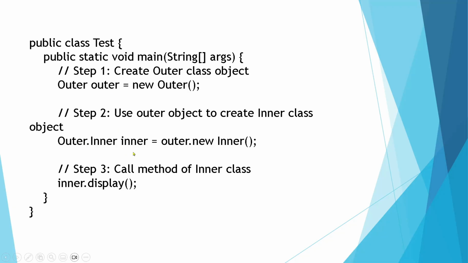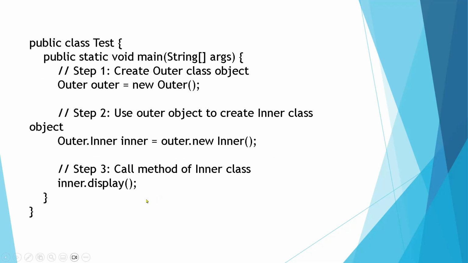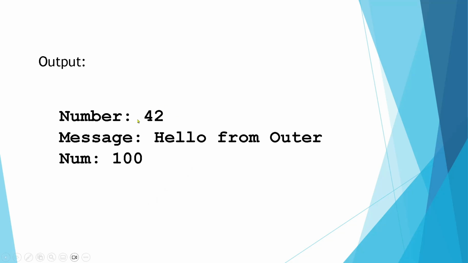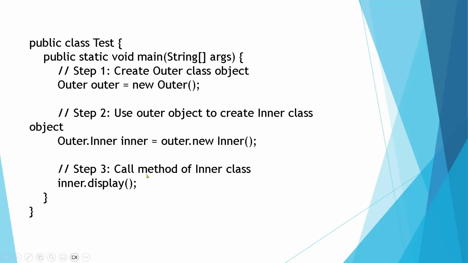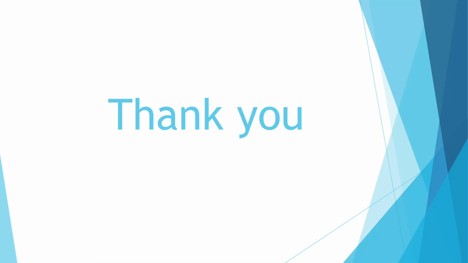Once you create the object of the inner class, you can call the display method. So inner dot display is used. Means within the display method it will print the values of number, message and num. So the output for this program will be: the number is 42, message hello from outer, and num value is 100, which are given here in this program. Okay, so in this way we have studied static and non-static nested class. Thank you.